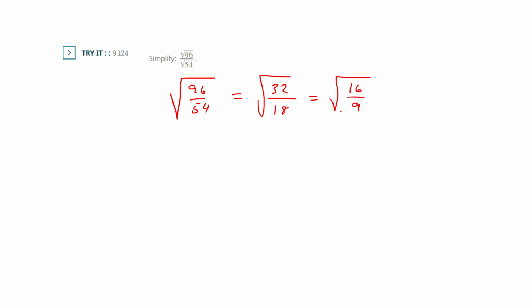Okay, now this is where we're going. If I had broken it all down and canceled all the matching factors, I would have gotten to the same place. I get square root of 16 over 9. We could do that as individual ones, and we'll see that we get 4/3.